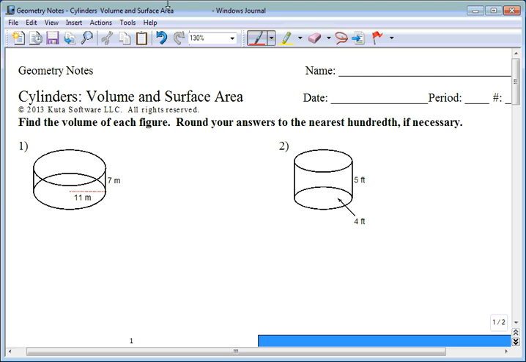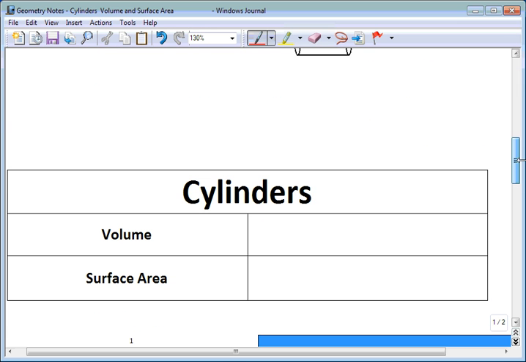We have already dealt with the volume and surface areas of prisms. We're going to move on to the volume and surface area of cylinders. Now, the volume and surface area of cylinders is very similar to a prism. The difference is our two bases in a cylinder are both circles.